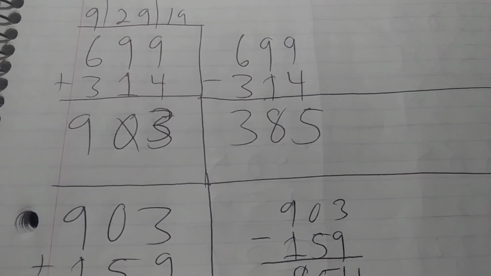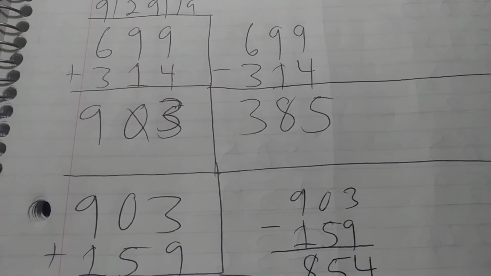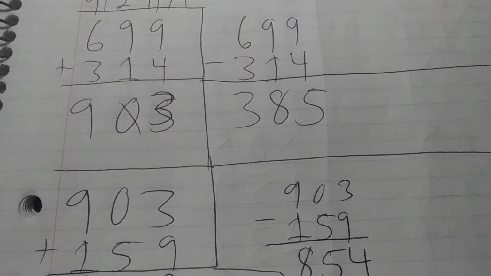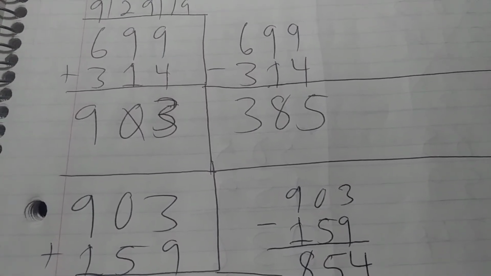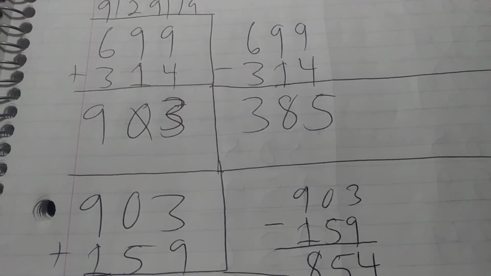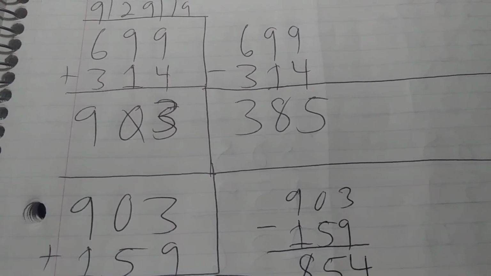September 29th, you had 699 hit. You add 314 and minus off 314 from 699, so you have 6 plus 3, which is 9. 9 plus 1, which is 10, or 0. 9 plus 4, which is 13, or 3.